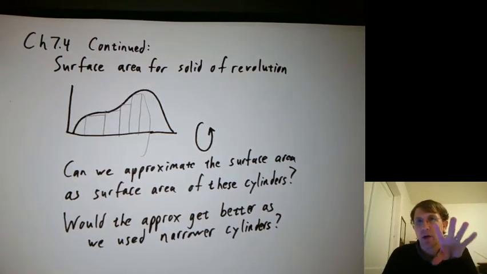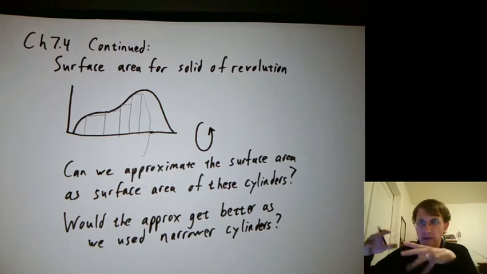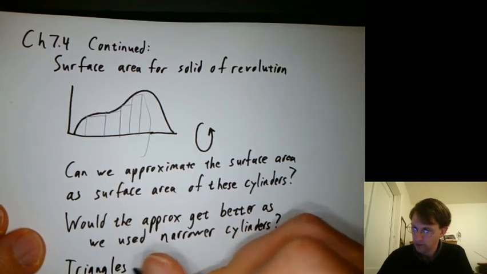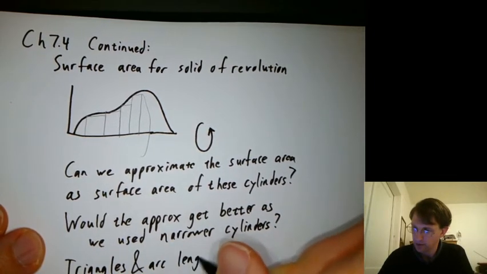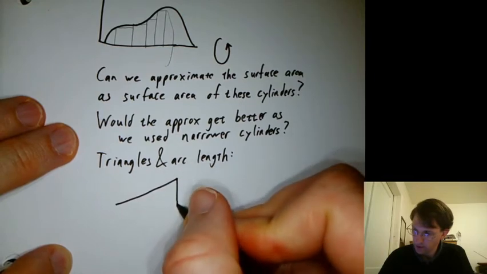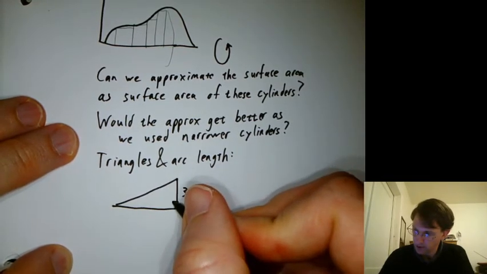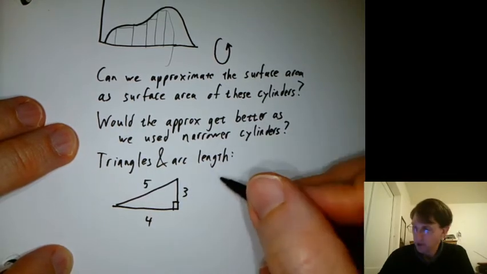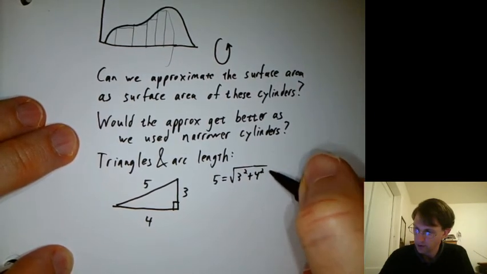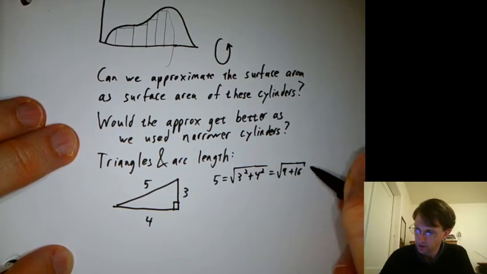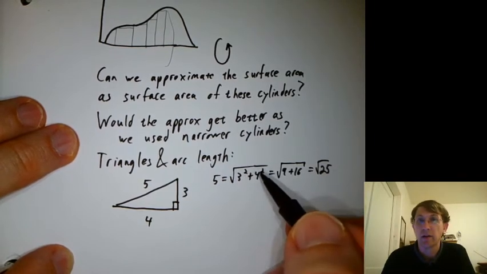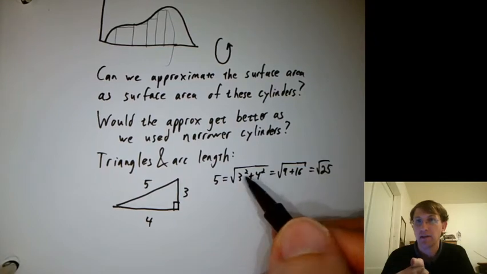To think about that, let's step back from this whole 2D, 3D rotation thing and just think about triangles and arc length. Let's think about a classic right triangle that's called the 3, 4, 5 right triangle. So we'll say 3 there, 4 there, and 5, right? And we know that's 5 because 5 is the square root of 3 squared plus 4 squared, which is the square root of 9 plus 16, which is the square root of 25. Remember, you can't just use the square root to cancel the square and the square, because then you get 3 plus 4, which is 7, and is not 5.